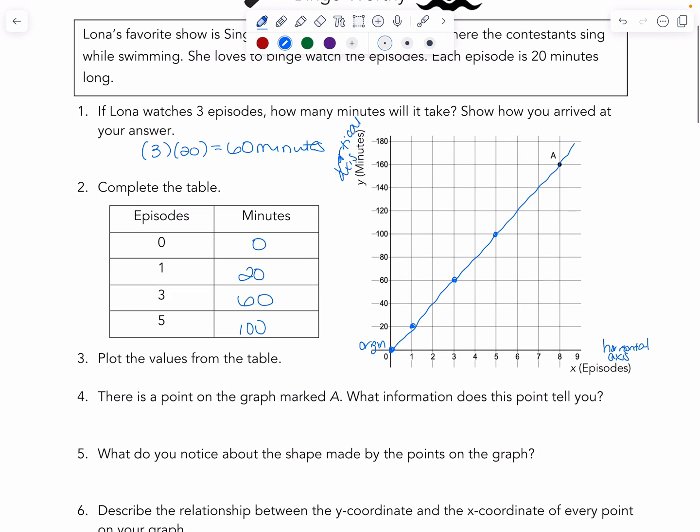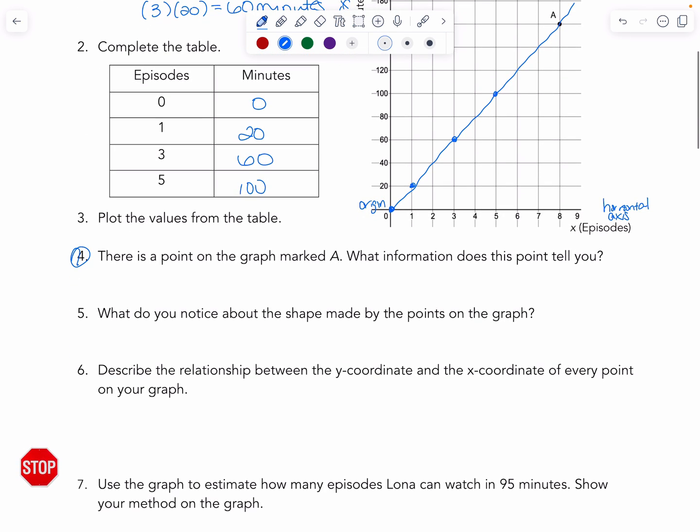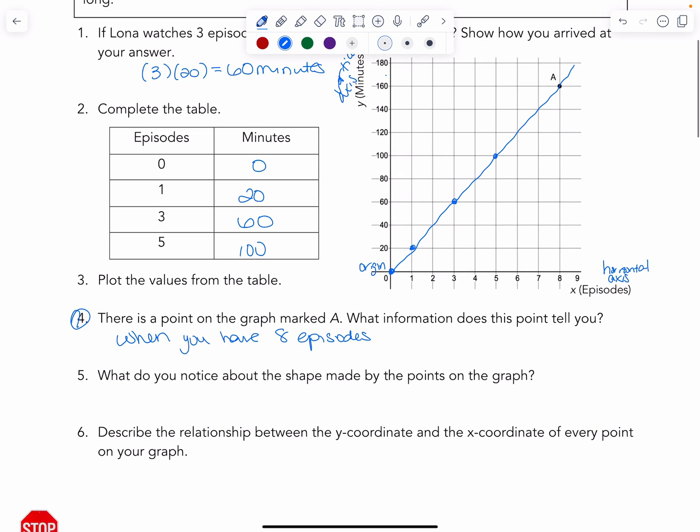There's a point on the graph marked A. What information does this point tell you? So go ahead and pause the video for a second. All right, so what that tells you is that when you have 8 episodes, you should be at 160 minutes.